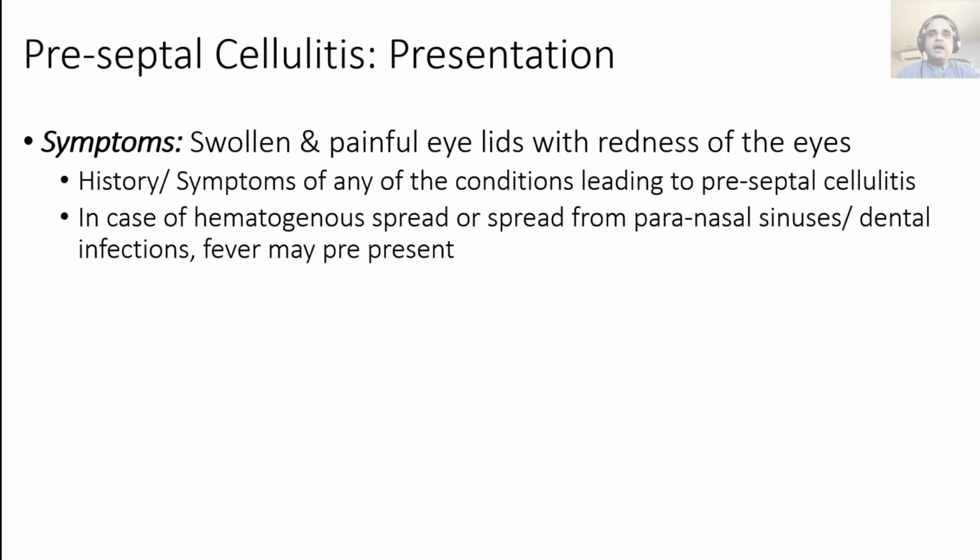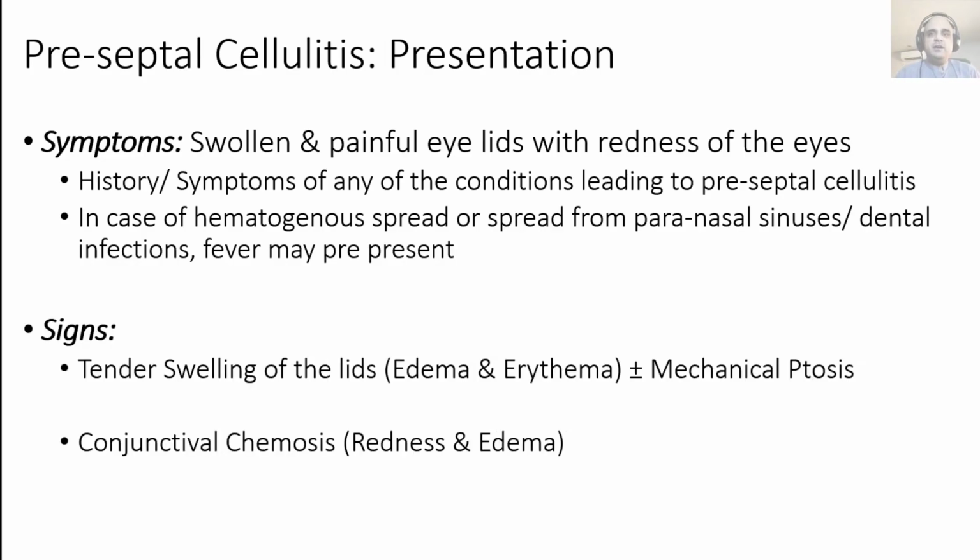You will also have a history or symptoms of the condition leading to pre-septal cellulitis, for example, a sinusitis, an upper respiratory tract infection, trauma, insect bite, history of dacryocystitis. If you have hematogenous spread or spread from paranasal sinus or a dental infection that causes a pre-septal cellulitis, you might even have a history of fever.